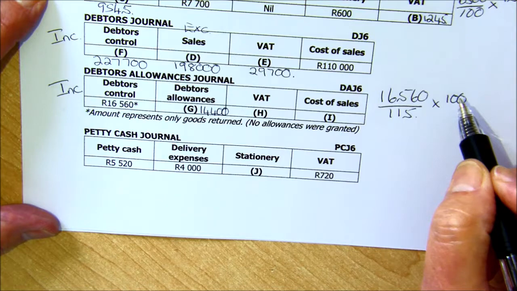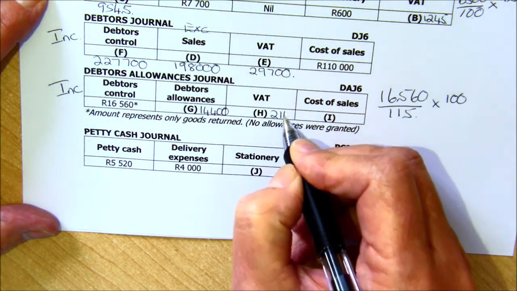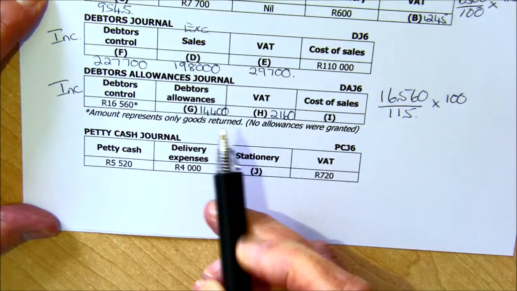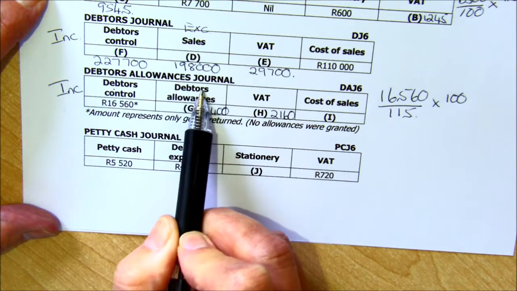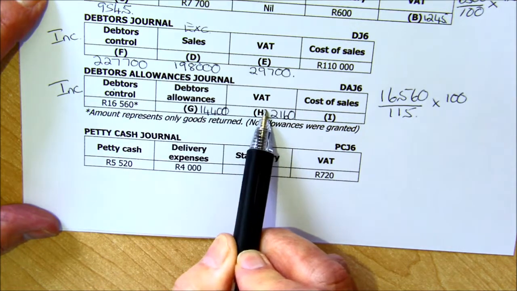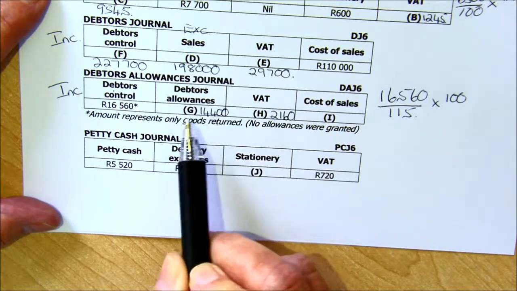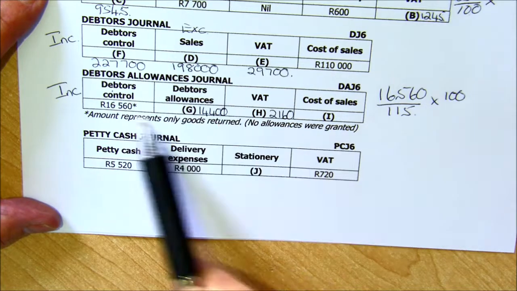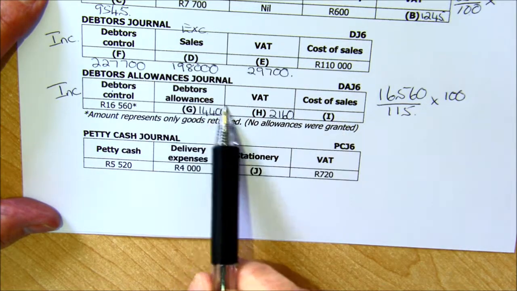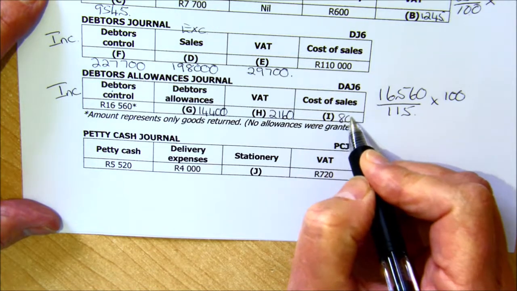Or you could times by 15 and find the VAT figure of 2160, or obviously the difference between the debtors control, the total, and the debtors allowances would also have given you the VAT figure. So there's often more than one way to calculate these figures. You must just look for the figures that are the easiest for you. And then, having got your sales, you can divide it by 180 and find your cost of sales of 8,000.